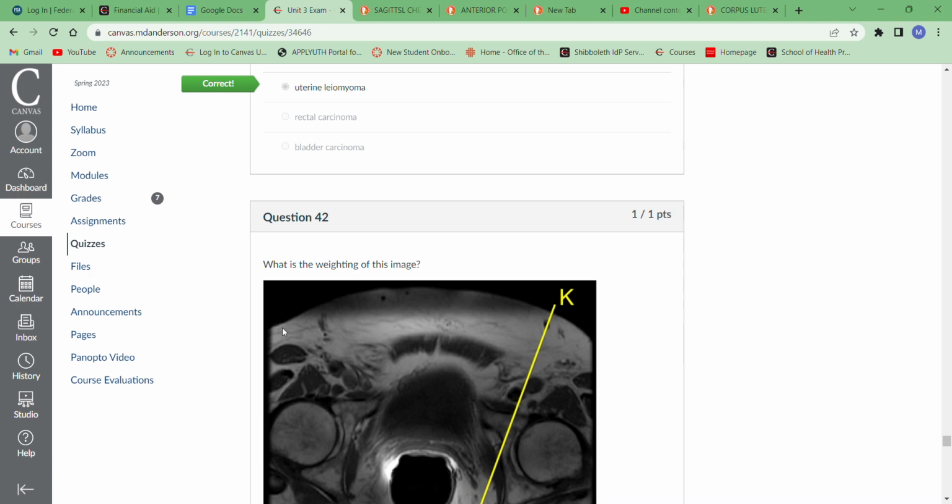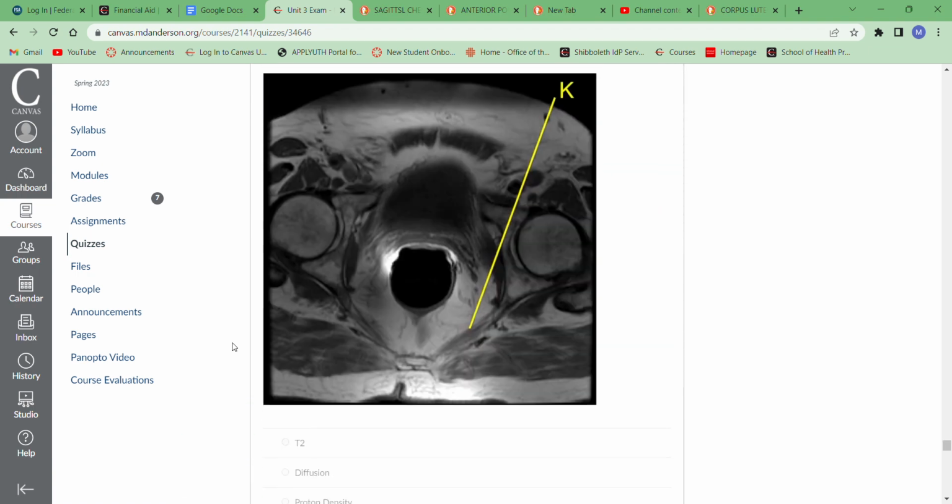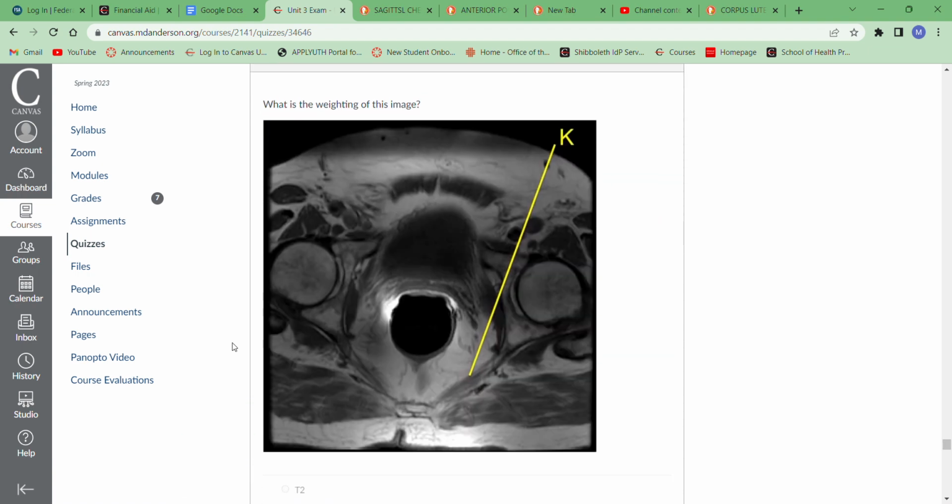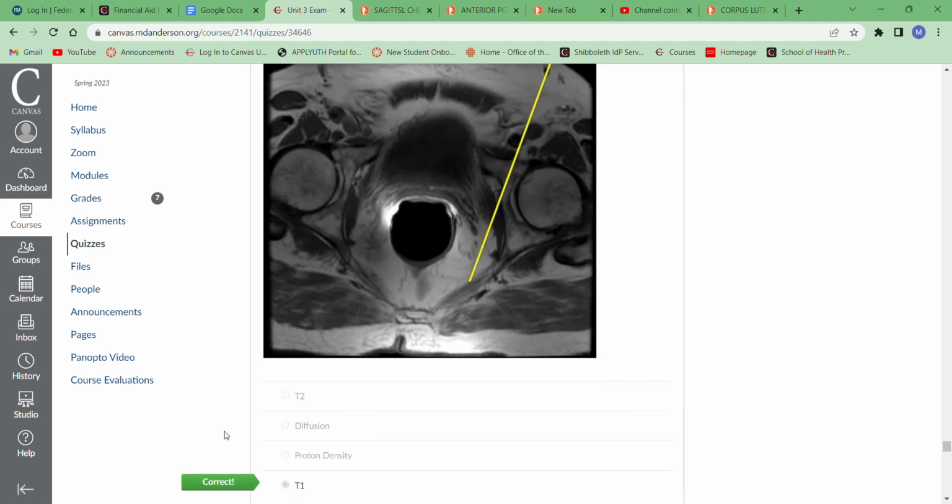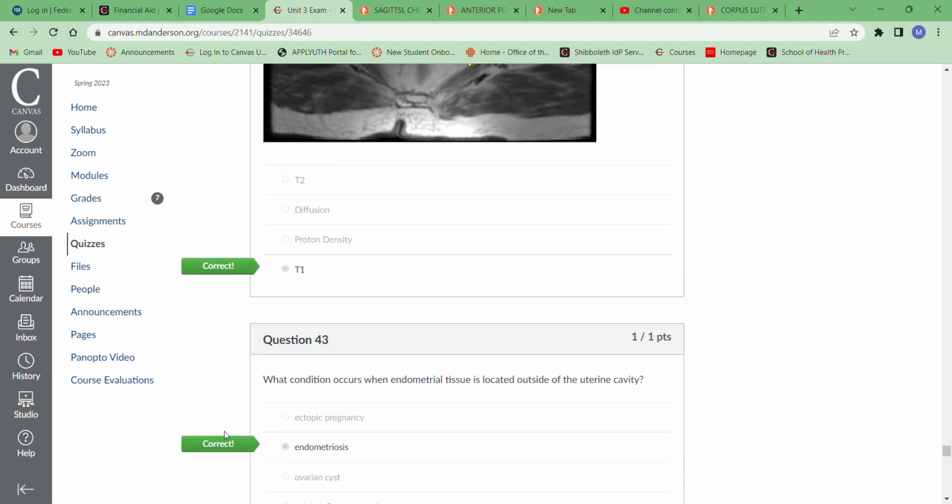What is the weighting of this image? That's a T1. Fat is bright right here. Looks like they tried to do fat sat. And it kind of shows up here that fat was supposed to be bright, even though it's all overall grayish. But that is a T1.